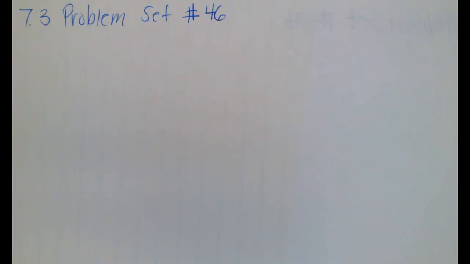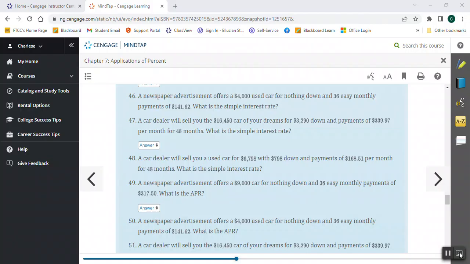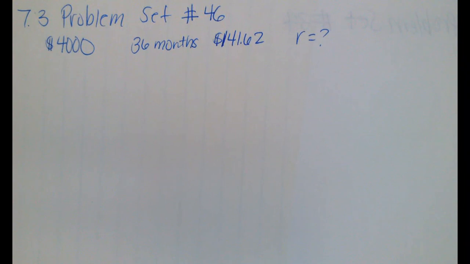So let me flip back over. Let me write down my information first. Let's see, $4,000 for a used car, 36 months, and we paid $141.62. And we want to know what R is. I'll give you a minute to write it down as well.